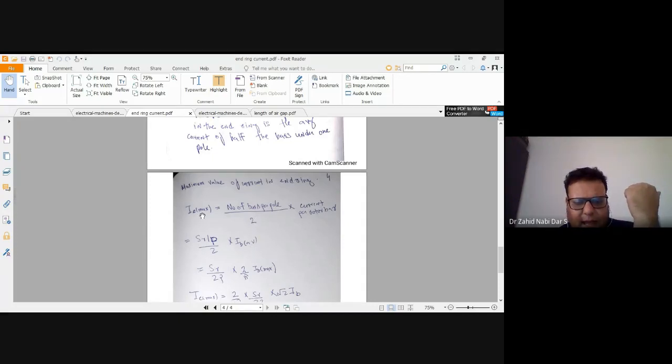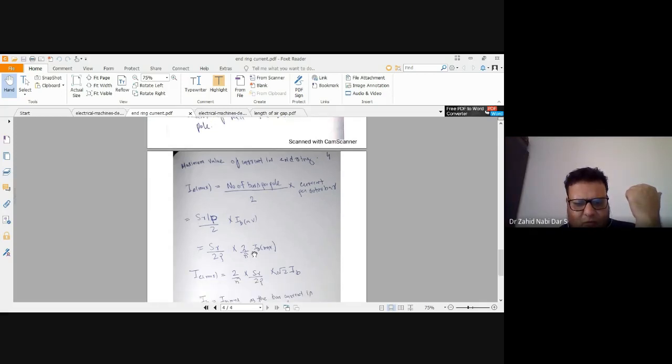So here you see IB max is equal to number of bars per pole by 2. So number of bars per pole will depend upon the total number of the stator conductors, this SR divided by P divided by 2 into IB. So this P will go down, SR by 2P. This I average will express in terms of I maximum. This I average would be 0.637 IB max or 2 by pi. If you do, that will come around the same value. And now you have the maximum value.